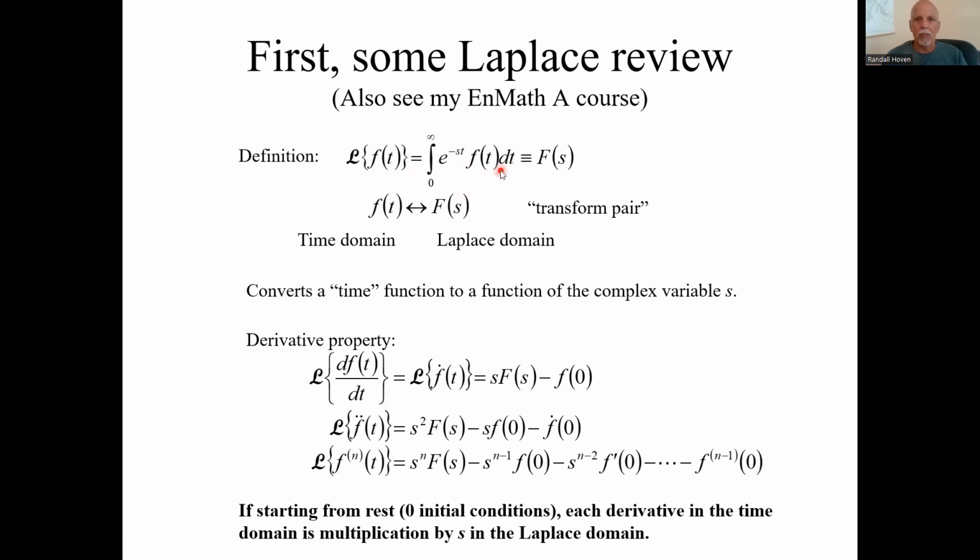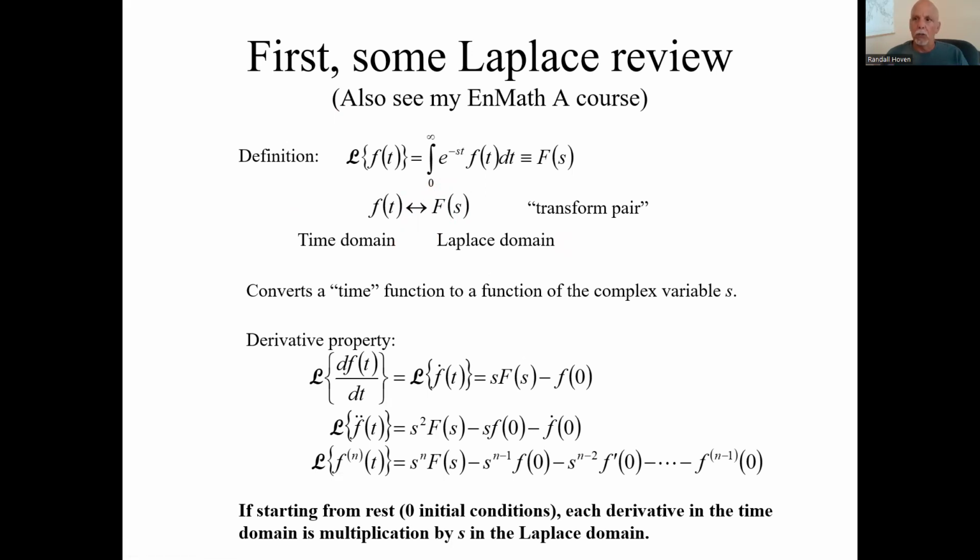You take your function of time, multiply it by e to the minus st, and integrate that from 0 to infinity over t. So s is some complex variable. Integrate all the t out of this, you end up with a function of s, the Laplace variable. So you have a function of time on the left, a function of s on the right, meaning they're a transform pair. We call this the time domain and this the Laplace domain. Who cares?